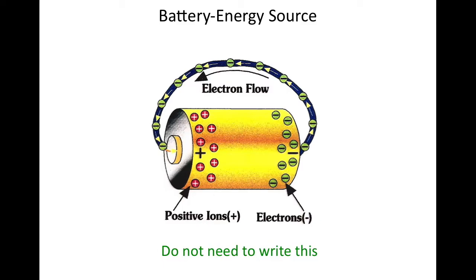The electrons have a negative charge. The electrons would move from the negative end to the positive end. This flowing of electrons is called a current.